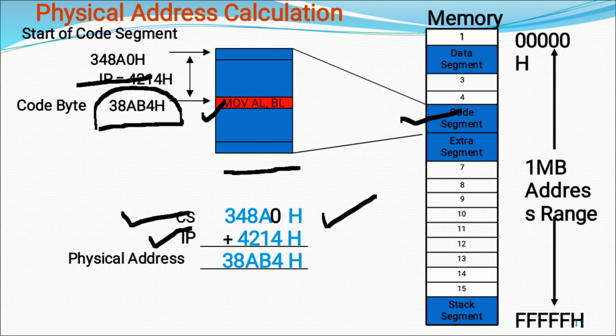So we have to add 0 to the code segment register. So 348A becomes 348A0, and it should be added with the content of the instruction pointer, 4214. Then it gives 38AB4. So this is the physical address of the memory.